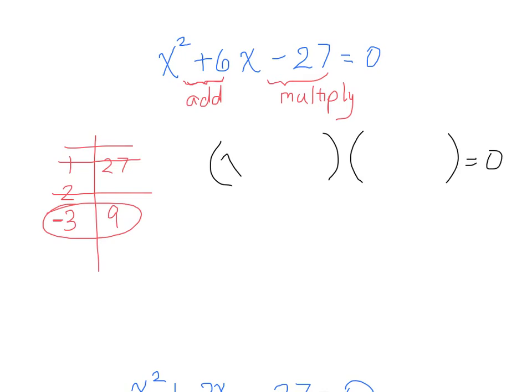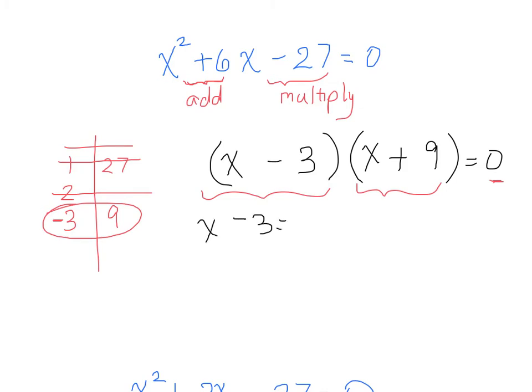So of course we separate the x's as we did before, and on one side we have our minus 3 and on the other side we have our plus 9. We have two numbers being multiplied and the answer will give us 0. So either x minus 3 is 0 or x plus 9 is 0.